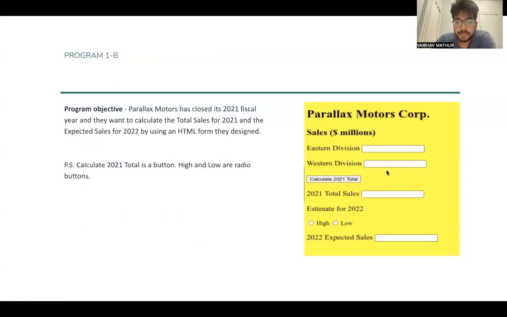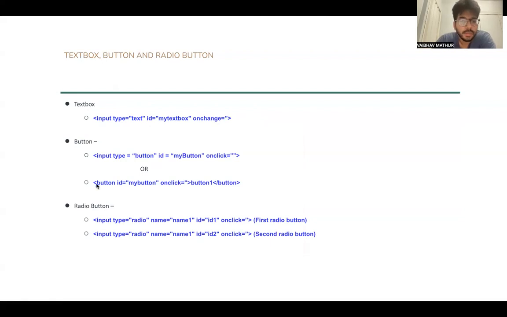Then the button, like this button, calculate 2021 total. I'd suggest using the bottom one because it's much easier to understand. It's a button tag with a starting and closing tag. Again, it has an ID, because we only have one button in this, so you can keep the same ID. And you have to have this onclick function, but it's going to remain empty for the time being. Okay.